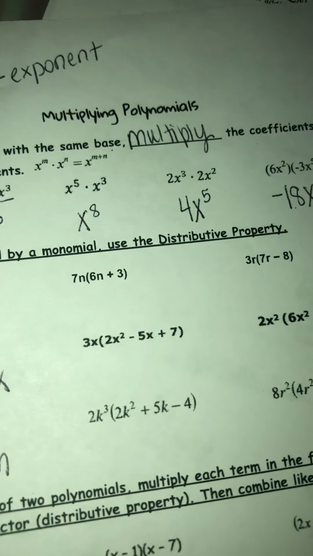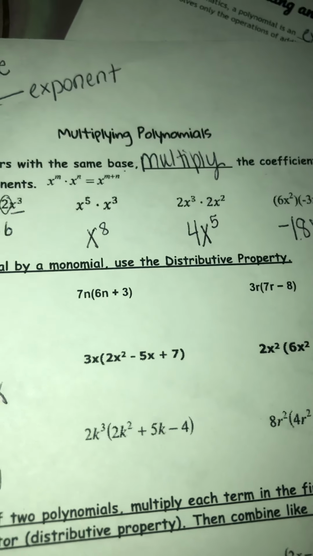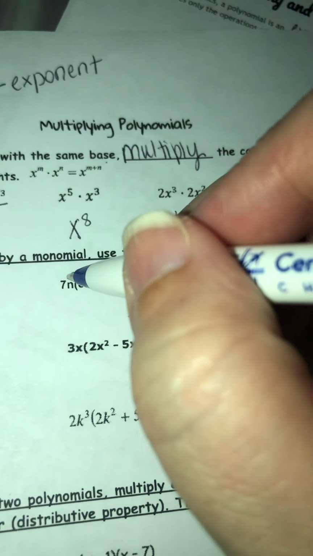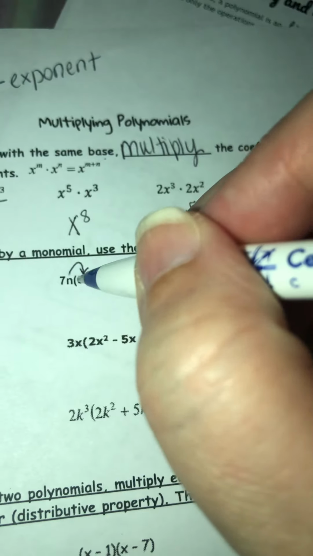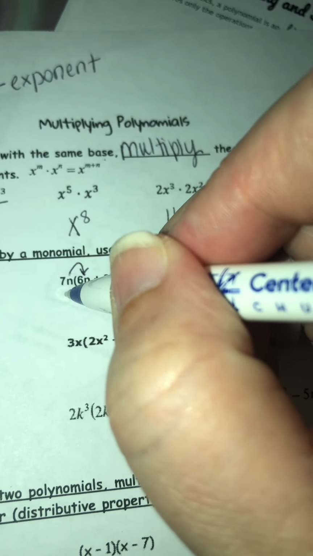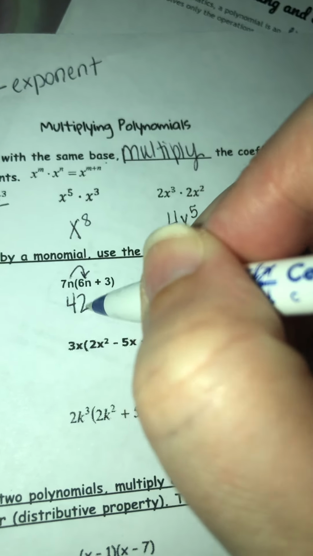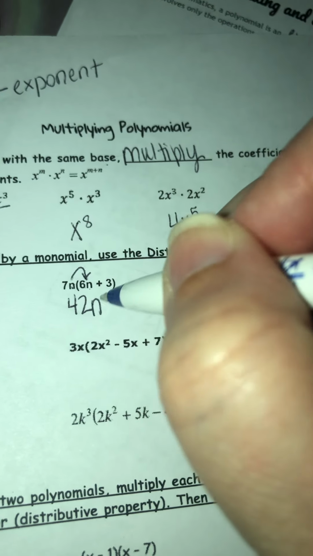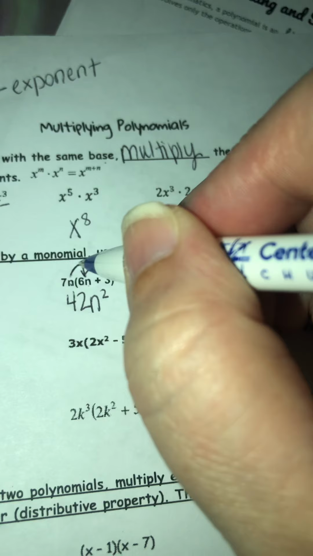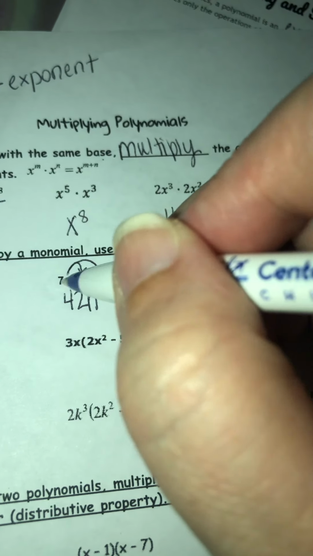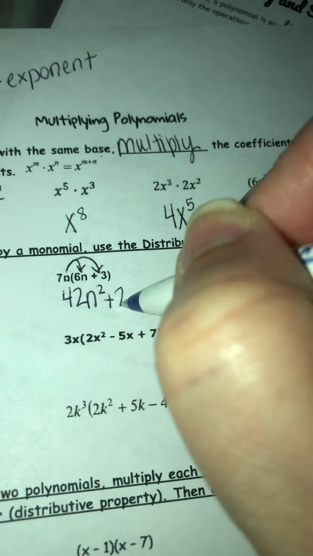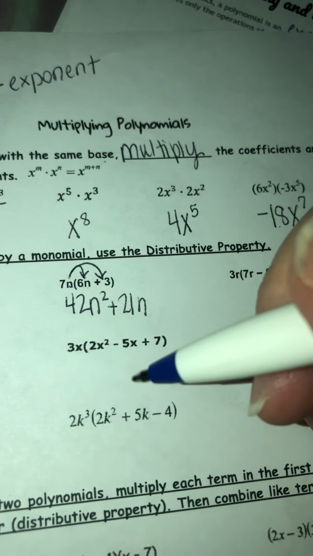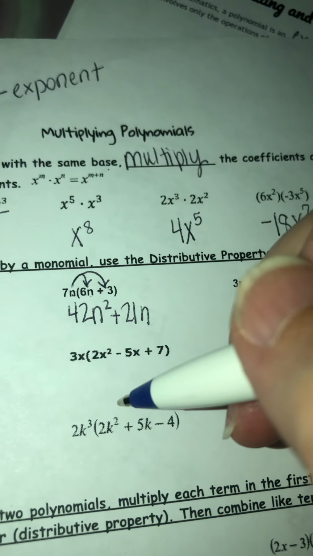Okay, the next section, we're going to do these 3. So 7n times 6n. Again, I multiply 7 times 6 because I know how to do that part. 42. N times n, that's 2 of them, so n to the power of 2. Then 7n times positive 3. 7 times 3 is a positive 21. Attach the letter n to that. So the answer is 42n squared plus 21n.